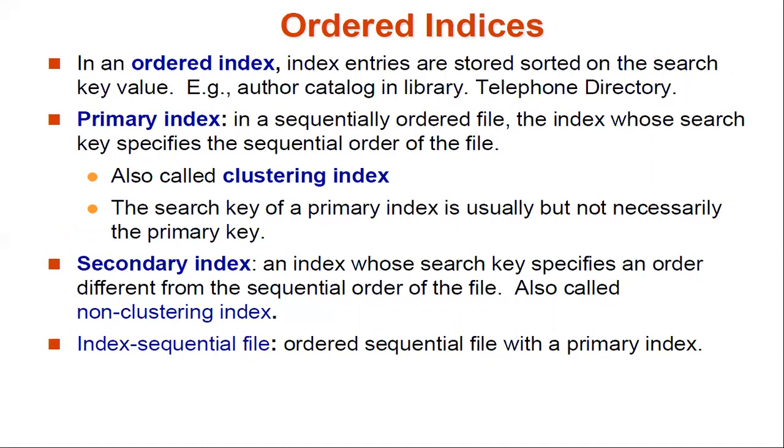Maybe your name list, which is also sorted in alphabetical order. That is also something you can consider an ordered index, right? Other examples are given here: the author catalog in a library, and the telephone directory. We have already discussed the telephone directory, and then the author catalog in a library.